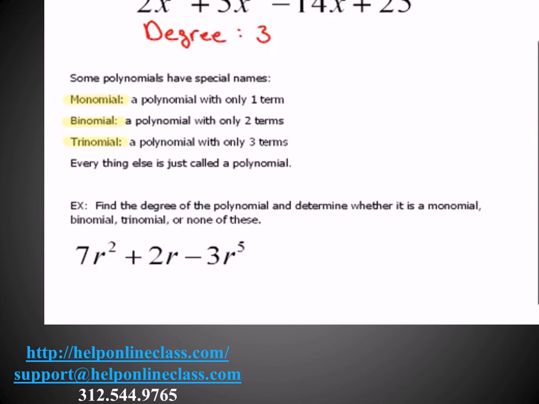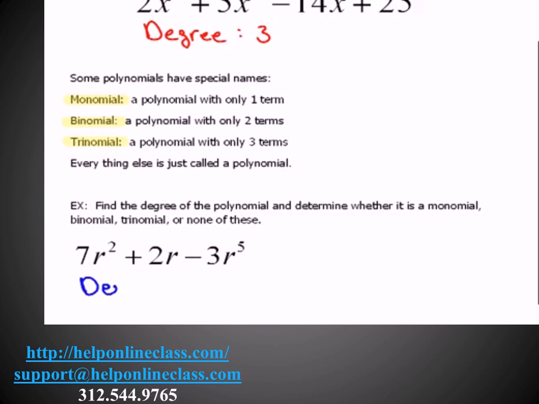Now let's work some problems and see what they want us to do here. The first thing that we're going to do is identify degrees of polynomials, and then we're going to decide whether it has a special name or if it's none of those. It's a monomial, a binomial, a trinomial, or nothing special. So let's look at this first.